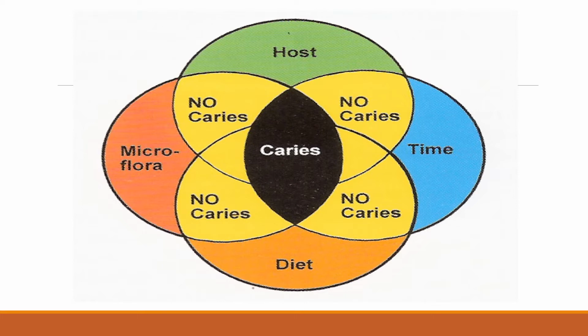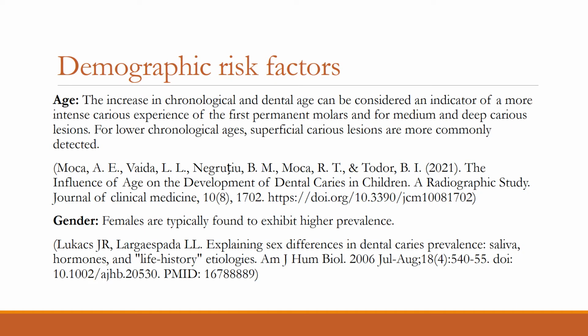So new dental caries, if it's forming, needs a minimum of 3 to 4 months. Coming to demographic risk factors, the age. Increase in chronological and dental age can be considered an indicator of more intense caries experience of first permanent molars and for medium and deep caries lesions. For lower chronological ages, superficial caries lesions are more commonly detected. So this is the reference for that.